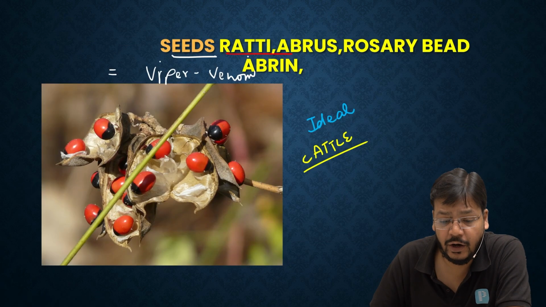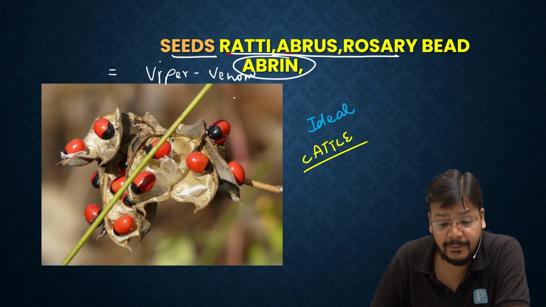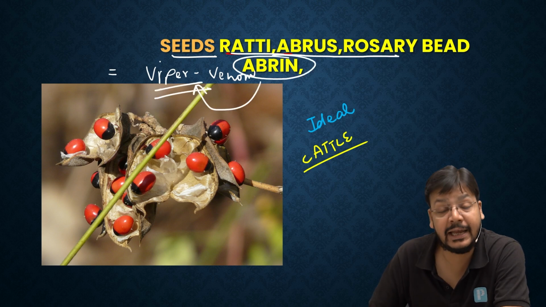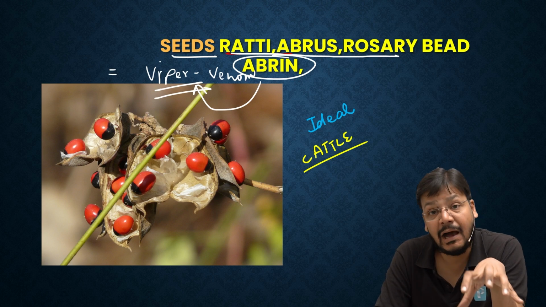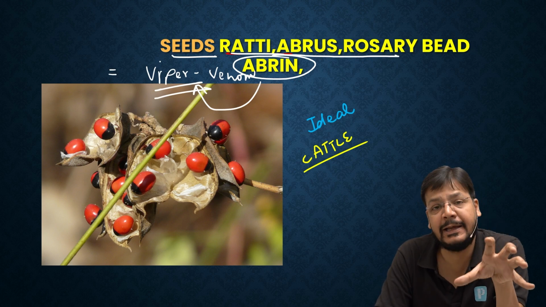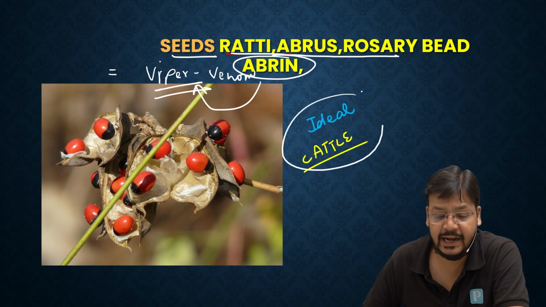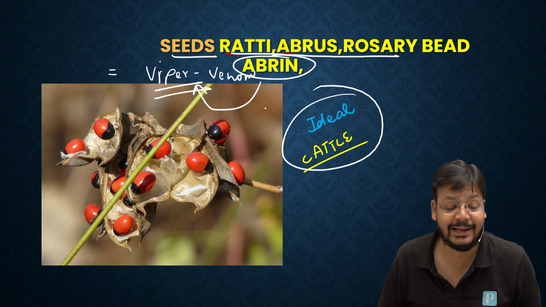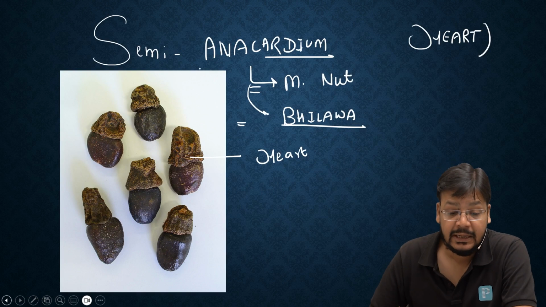This is the seed of Rati, Abrus, the rosary bead. Abrin is the main principle, which acts like viper venom. You can see the scarlet red seed with black tip. It's the rosary bead, Rati or Abrus precatorius. It is an ideal cattle poison.